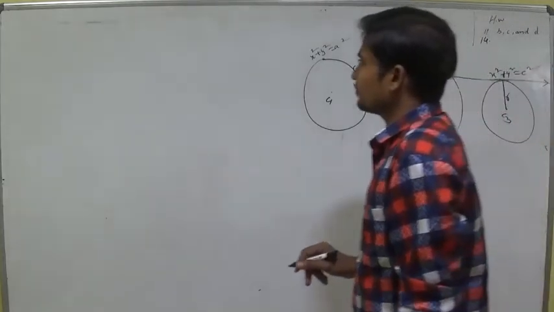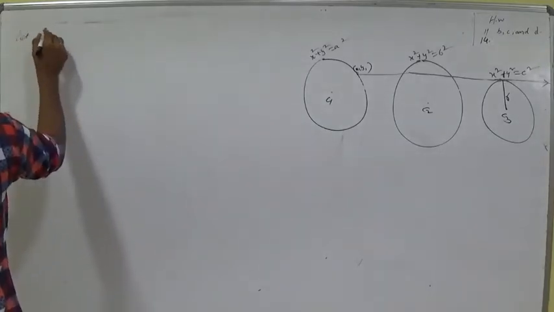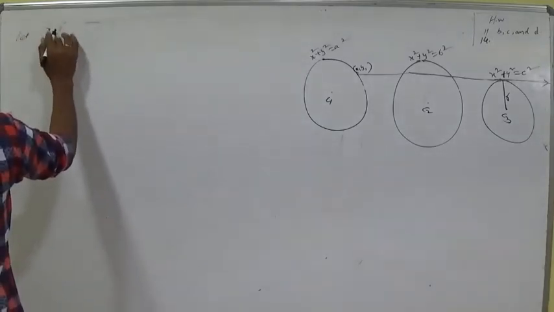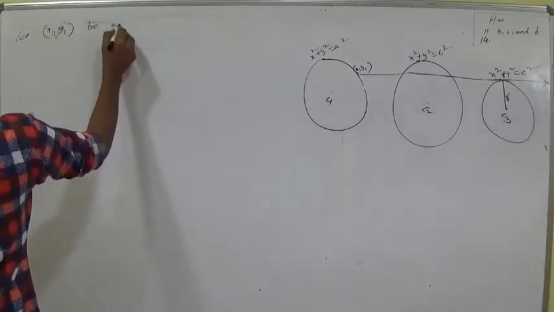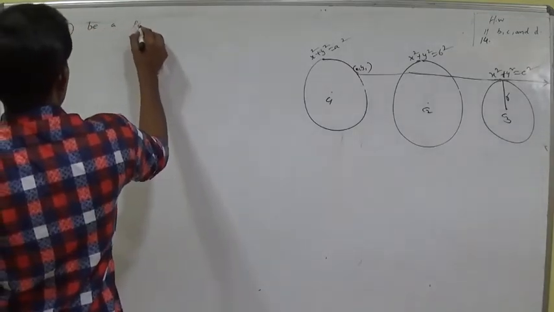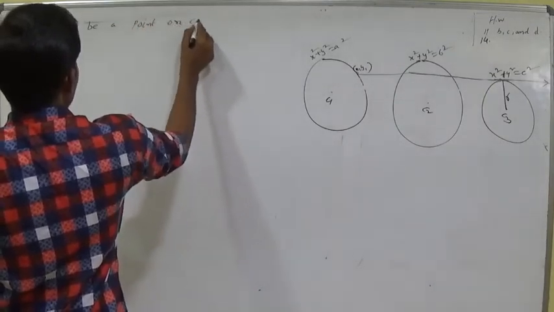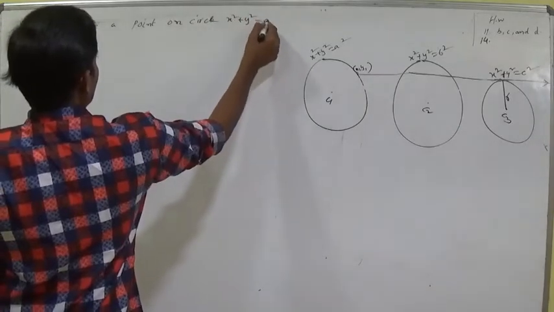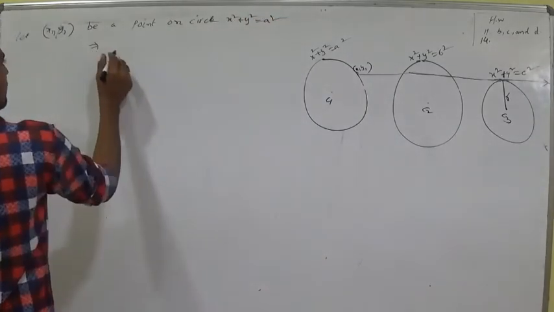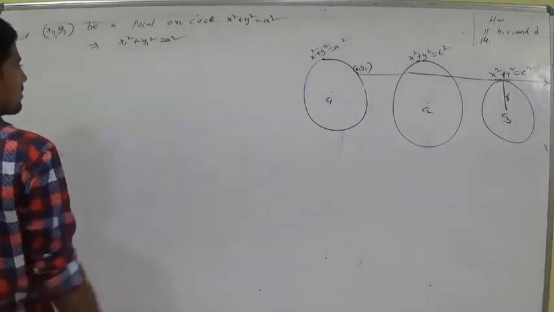Now see, let (x1, y1) be a point on the circle x² + y² = a². That implies x1² + y1² = a². Clear?